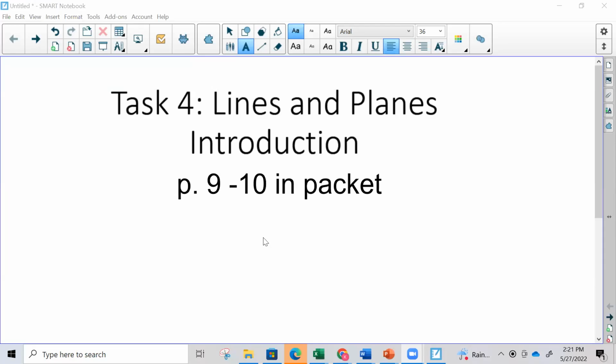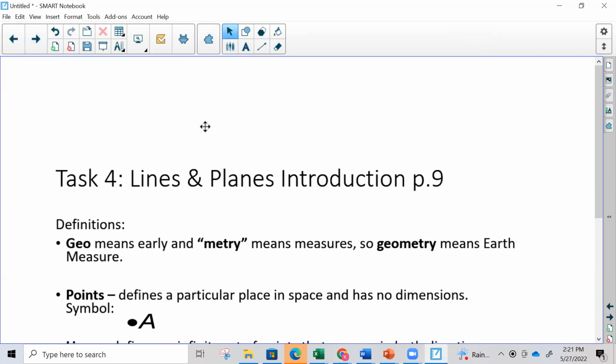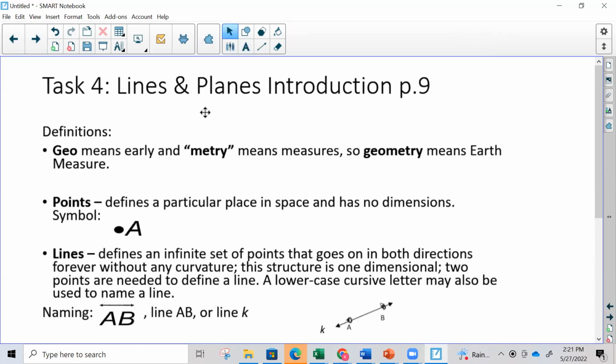In this video, I'm going to do the definitions on page 9 and 10 in the packet on task 4, lines and planes introduction. A lot of these definitions are the foundation of geometry, so it's really important that you know them, know how to name different things with symbols, and how to draw each of these items.